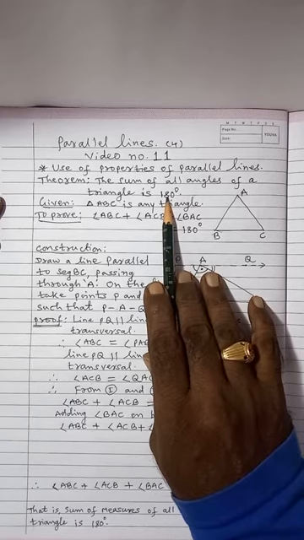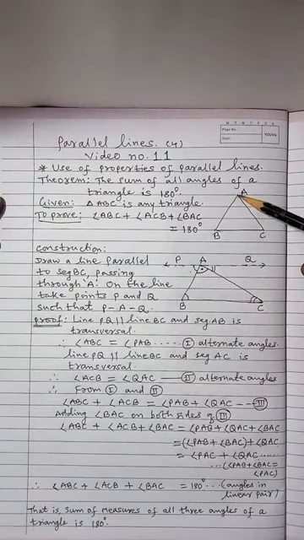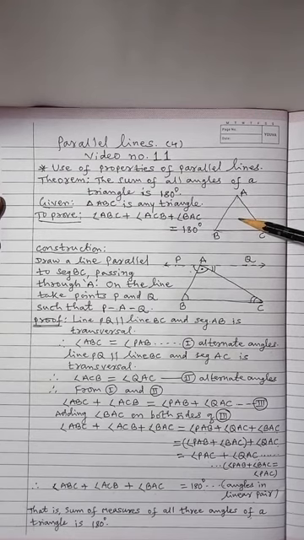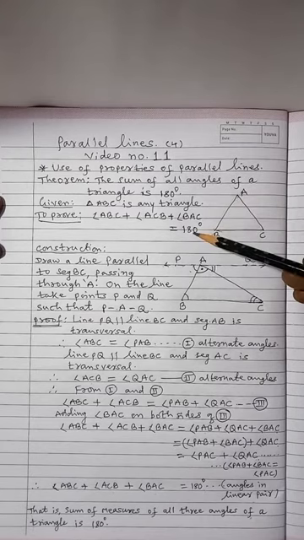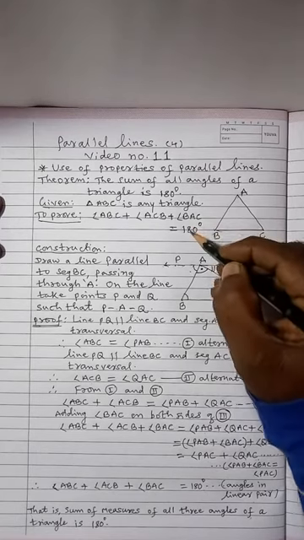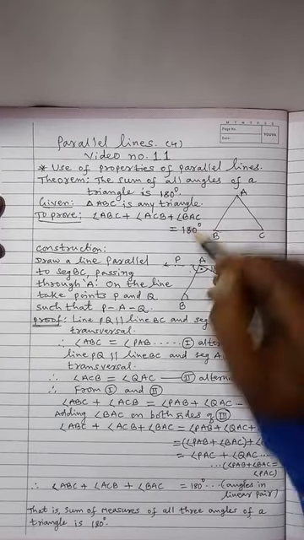Now see here, what is given? Triangle ABC is any triangle. What to prove? Sum of all angles of a triangle is 180 degrees. So measure of angle ABC, this angle, plus angle ACB, this angle, plus measure of angle BAC, this angle, is equal to 180 degrees. The result that we have to prove.